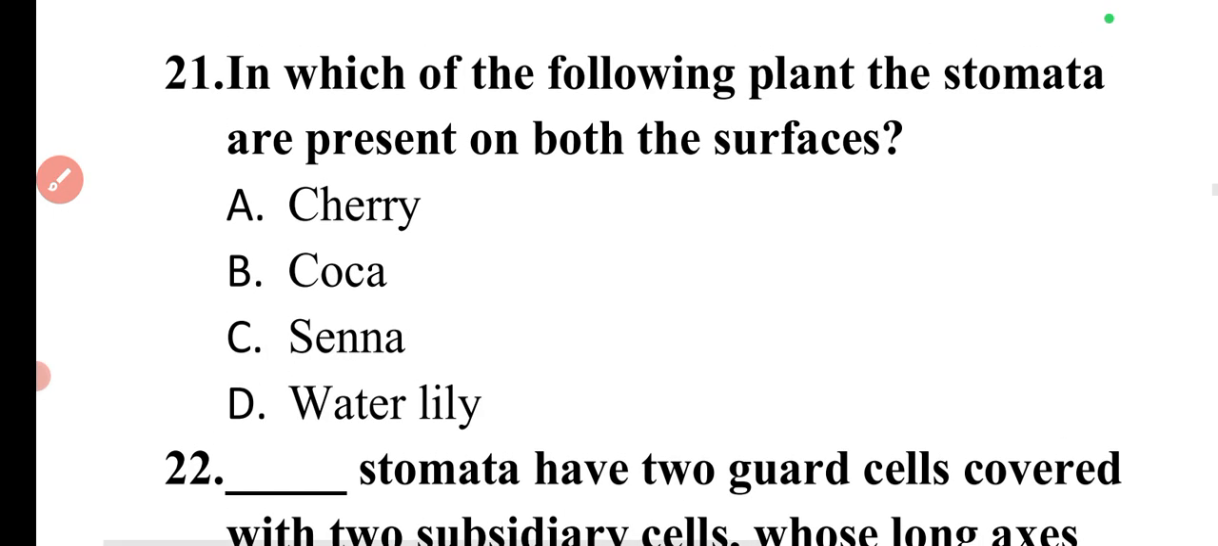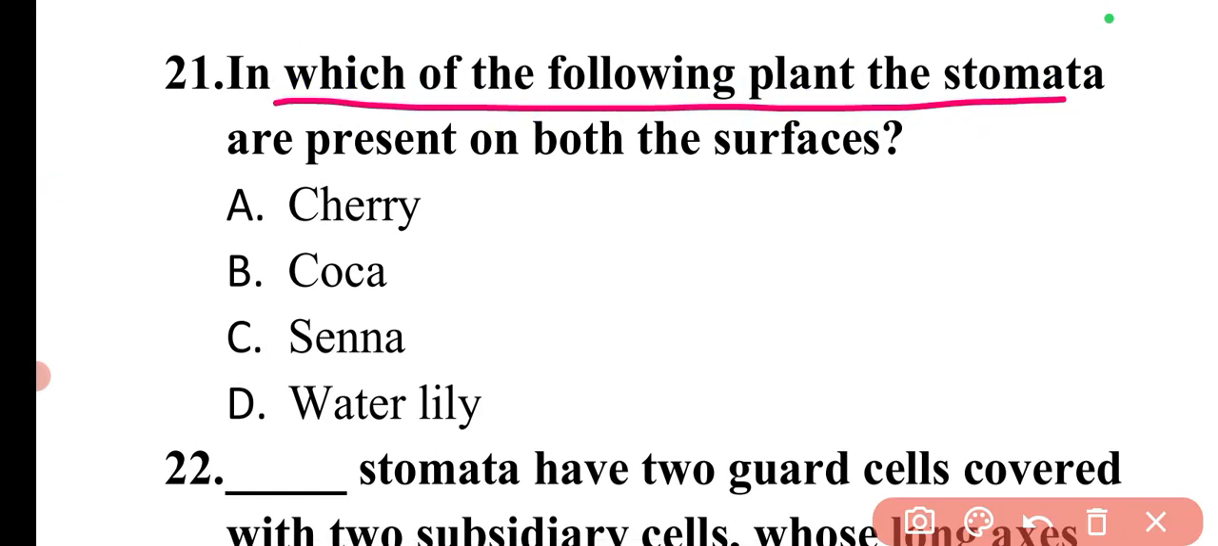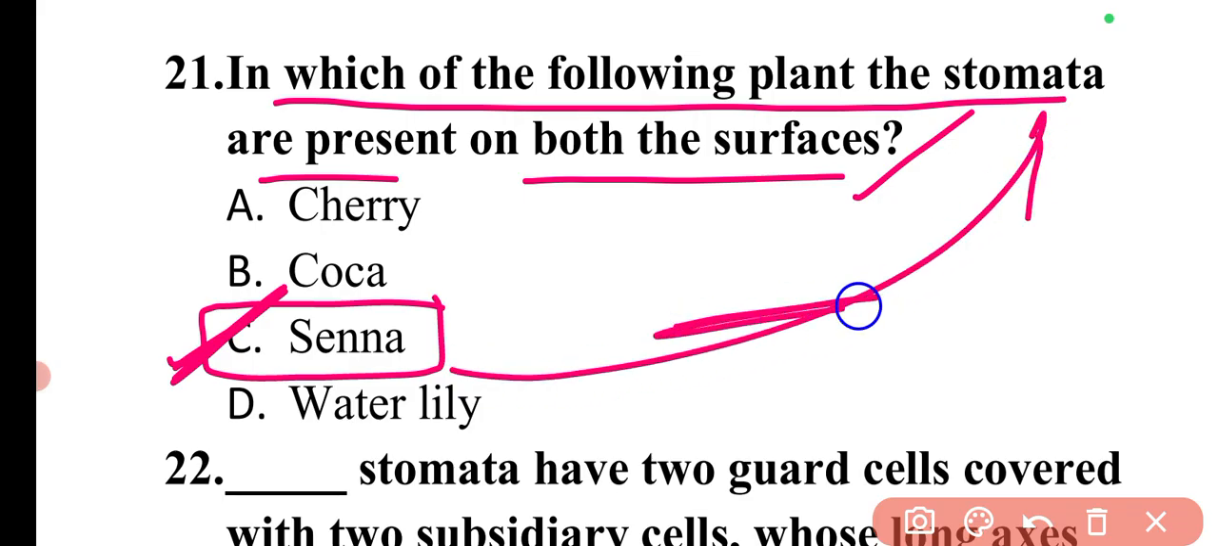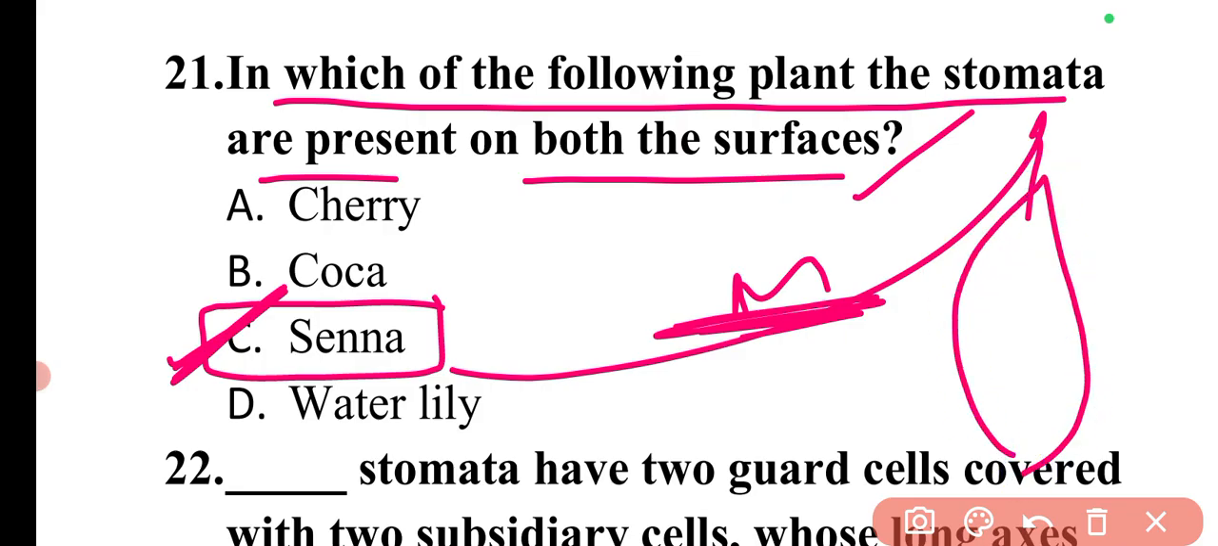Then next question is, in which of the following plants are the stomata present on both the surfaces? So the plant is senna. Senna is a type of plant which has stomata on both surfaces. If you can see the leaf, in the upper portion and the lower portion, on both sides, the stomata are present.